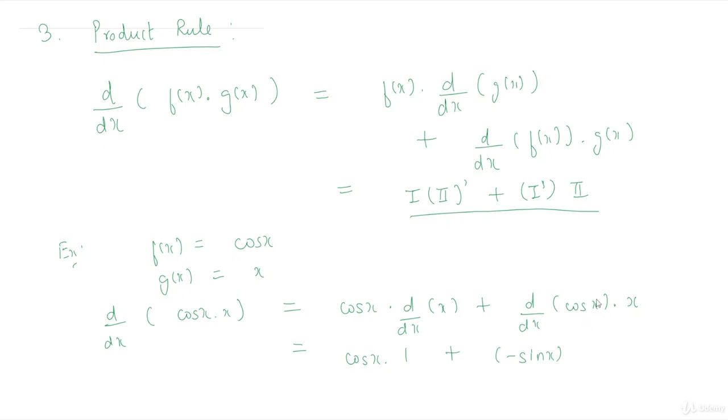This thing we will also cover, so as of now just remember. That will be minus sin x into x. So the answer will be cos x minus x sin x. So this was the product rule.